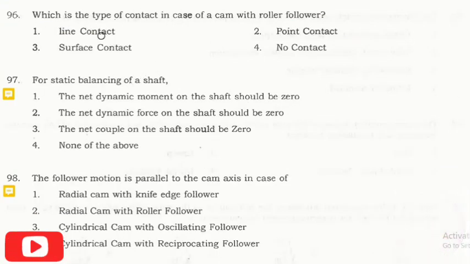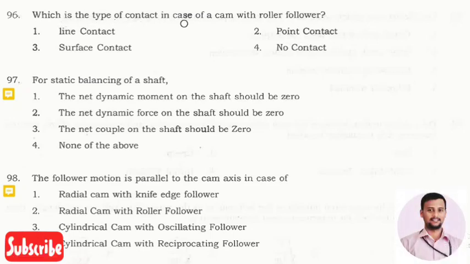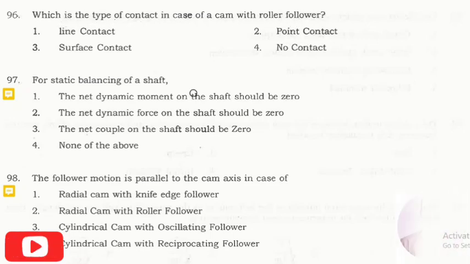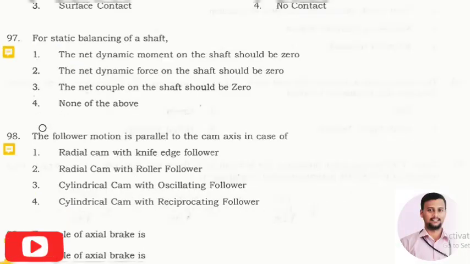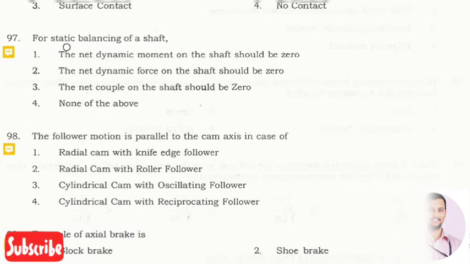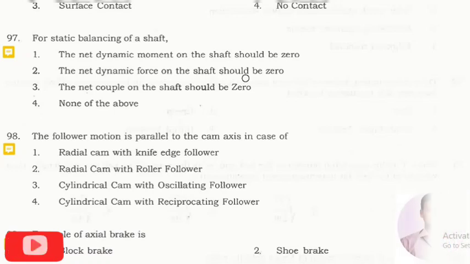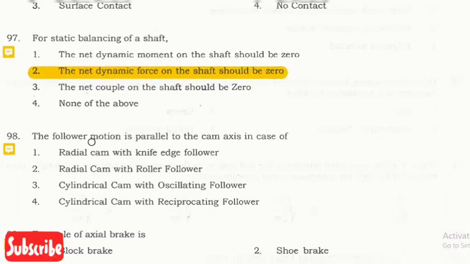The next question is: which is the type of contact in case of a cam with a roller follower? The right answer is option 1, that is line contact. The next question is: for static balancing of a shaft, the options are: the net dynamic moment of a shaft should be 0, the net dynamic force on the shaft should be 0, the net couple on a shaft should be 0, and none of the above. The right answer is option 2, that is the net dynamic force on the shaft should be 0.